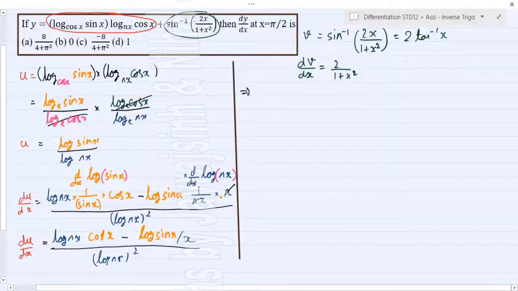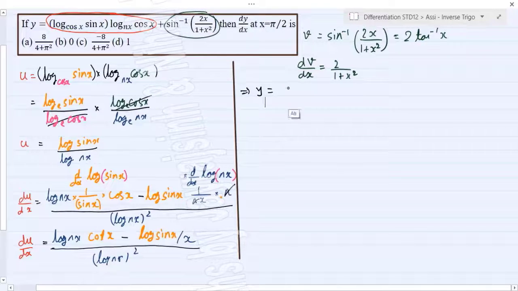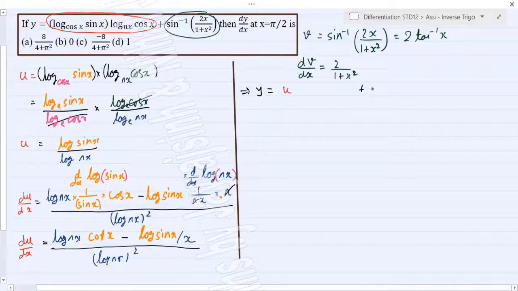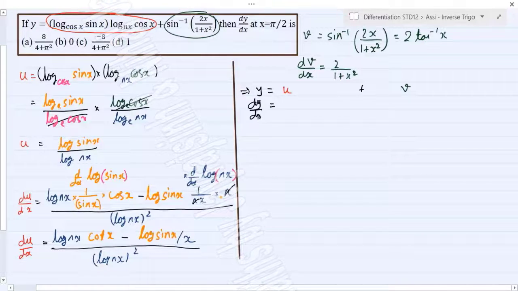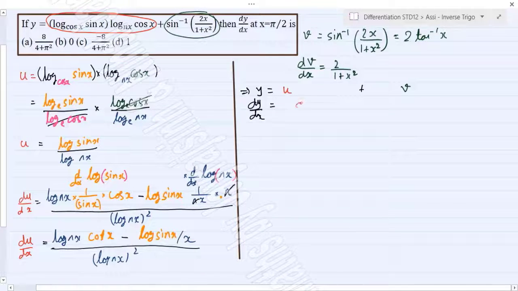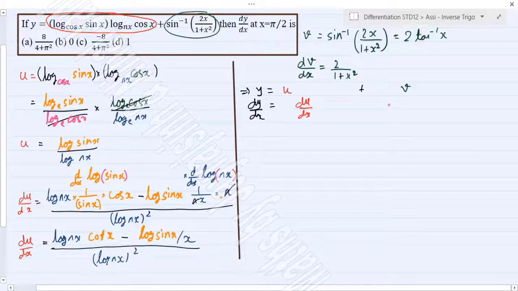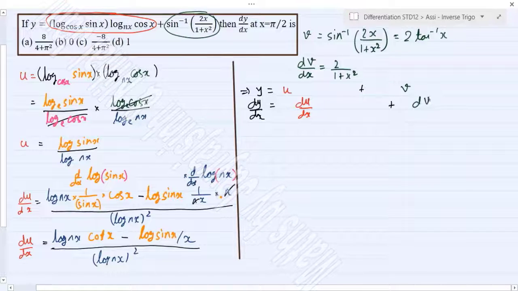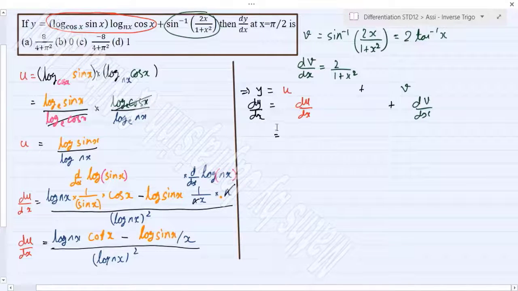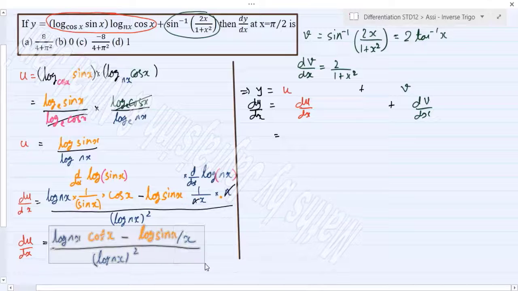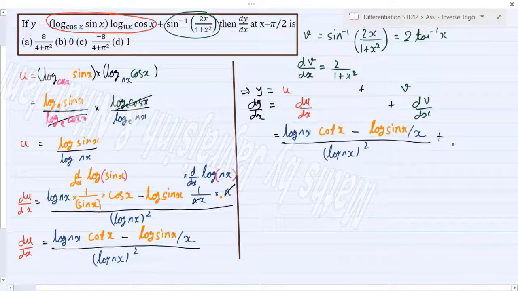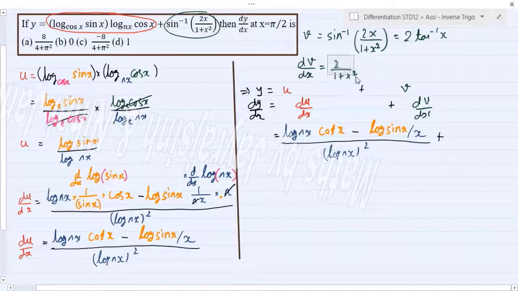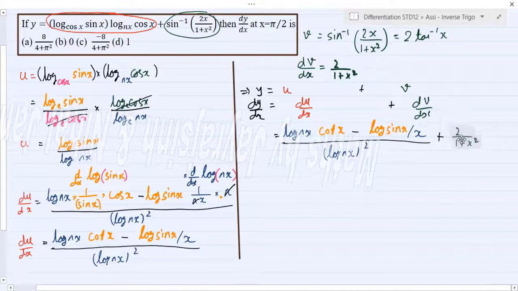Now let's get back to our original question. Our y, which is equal to u plus v. If we differentiate with respect to x, we will get dy by dx is equal to du by dx plus dv by dx. And we know the value of du by dx. Just place it over here. Plus the value of dv by dx will be placed over here.